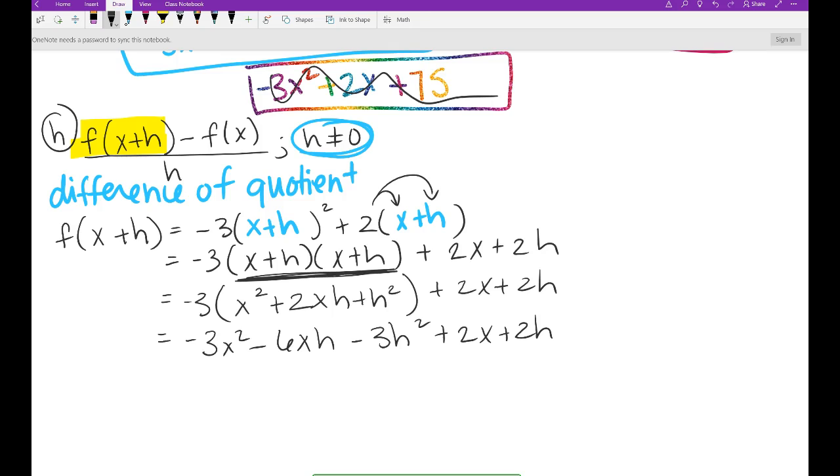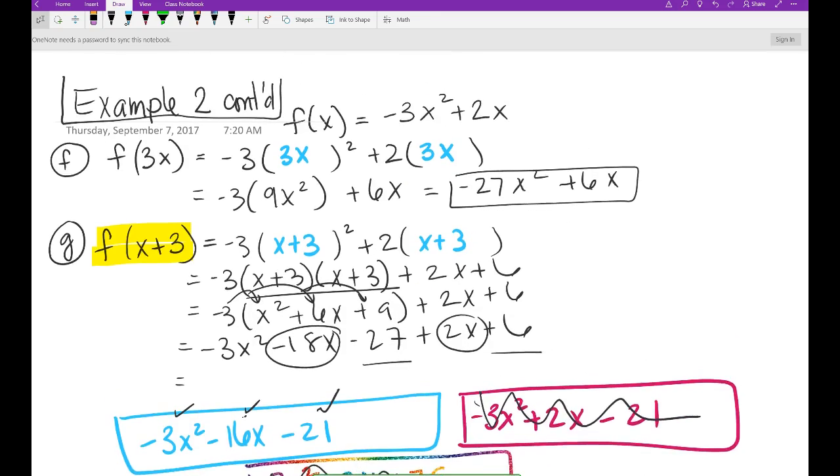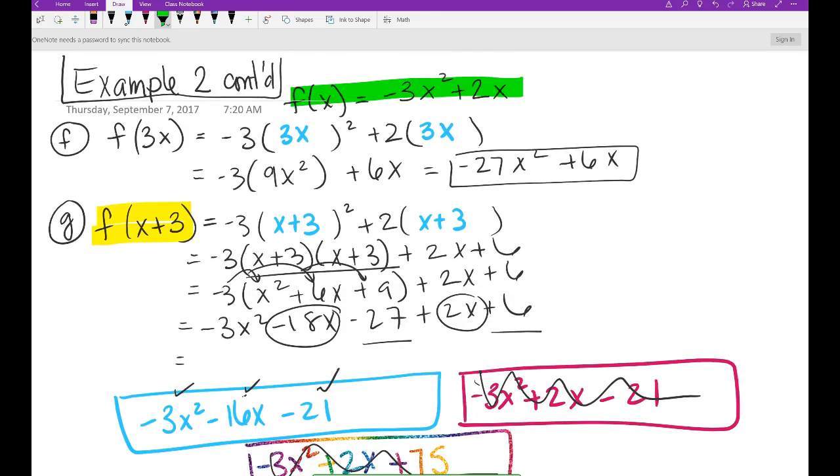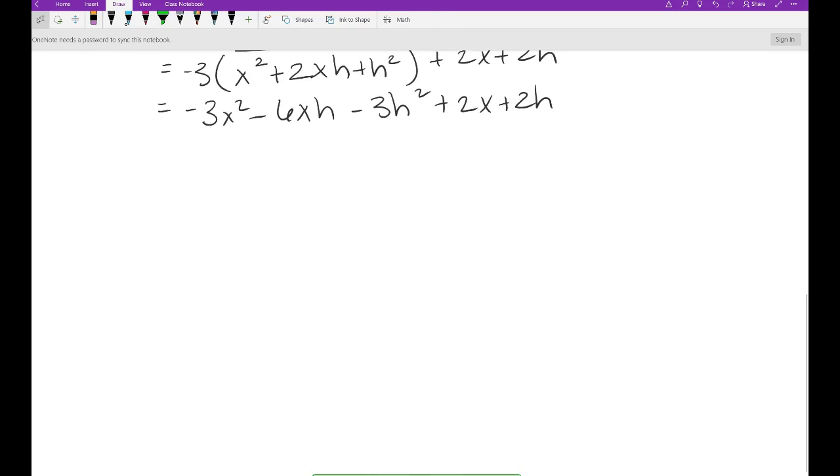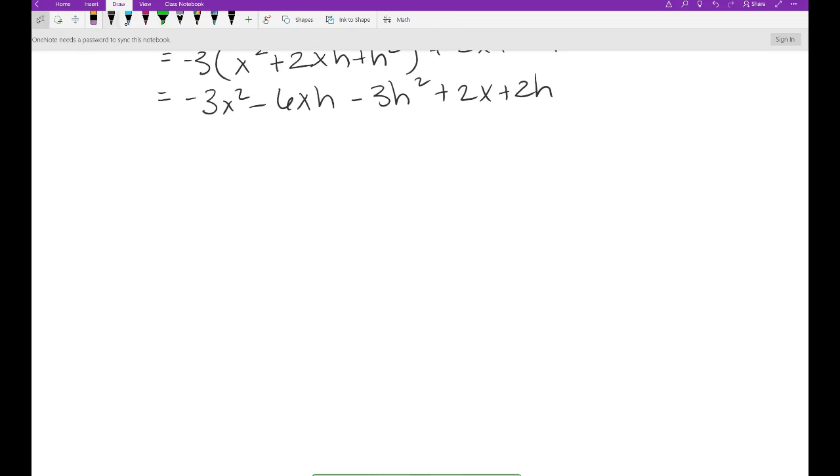Okay, so now we have the first piece. Can someone tell me, do we know what this is at all? That green piece. f of x. What is it? Yeah, right? It was given to us. Remember, it's the same f of x the entire time. So can I just put those together right now? So now, I'm just going to copy that over. I know it's a long one. Okay, so negative 3x squared minus 6xh minus 3h squared plus 2x plus 2h.